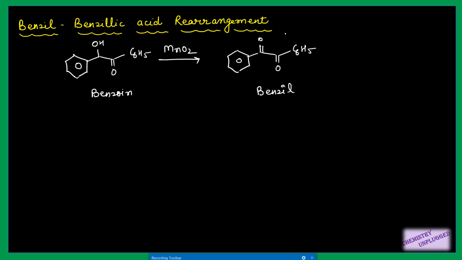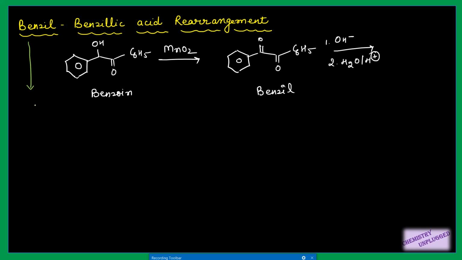And if with this benzil I am using OH minus basic conditions first, and then in the next step we are doing its acidic hydrolysis, then what will be the reaction? This type of reaction will be called the benzil benzilic acid rearrangement reaction. So first we will see what type of molecule can show this reaction.